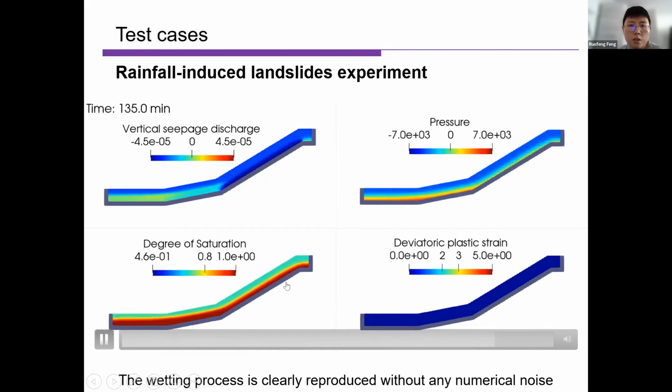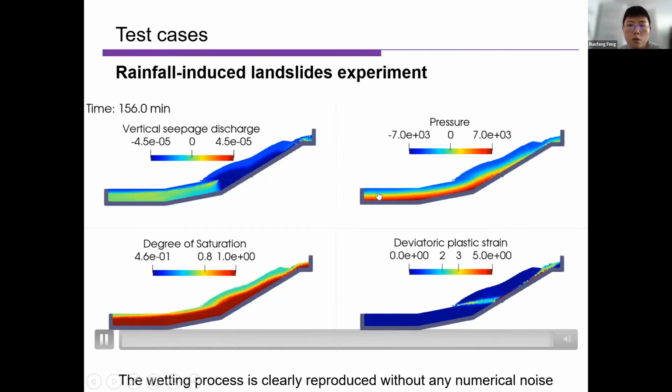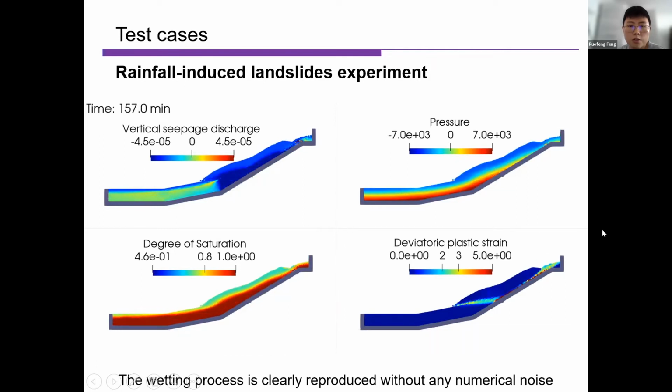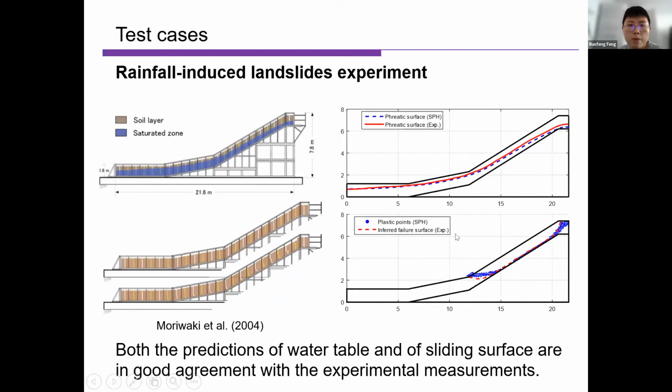And further on, at some point, the failure occurs. So the wetting process is clearly reproduced without any numerical noise. So here we compare our results with experimental data. At the top is a phreatic surface, which is a water table.